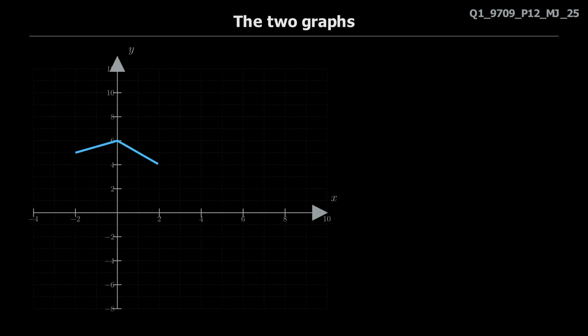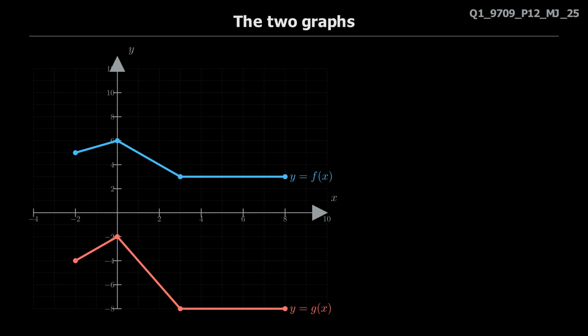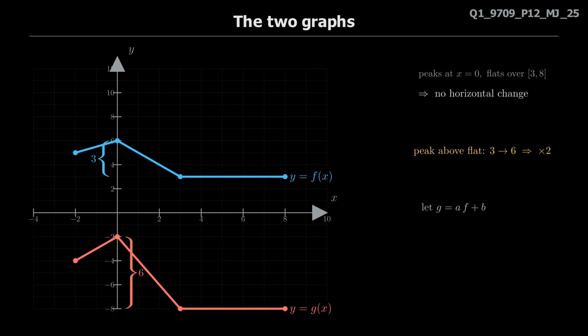Sketch f, peak at 0, flat plateau from 3 to 8. G has the same x shape but different heights, no horizontal shift. Peaks still at x equals 0, the flat section is unchanged in x. Peak height goes from 3 to 6, vertical stretch, factor 2. Solve G equals AF plus B at 2 points, A is 2, B is minus 14.